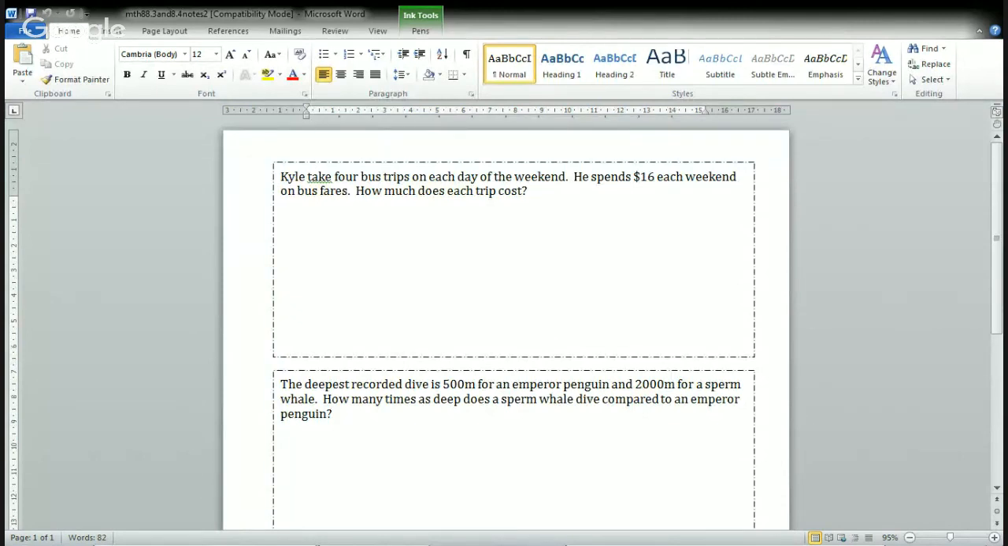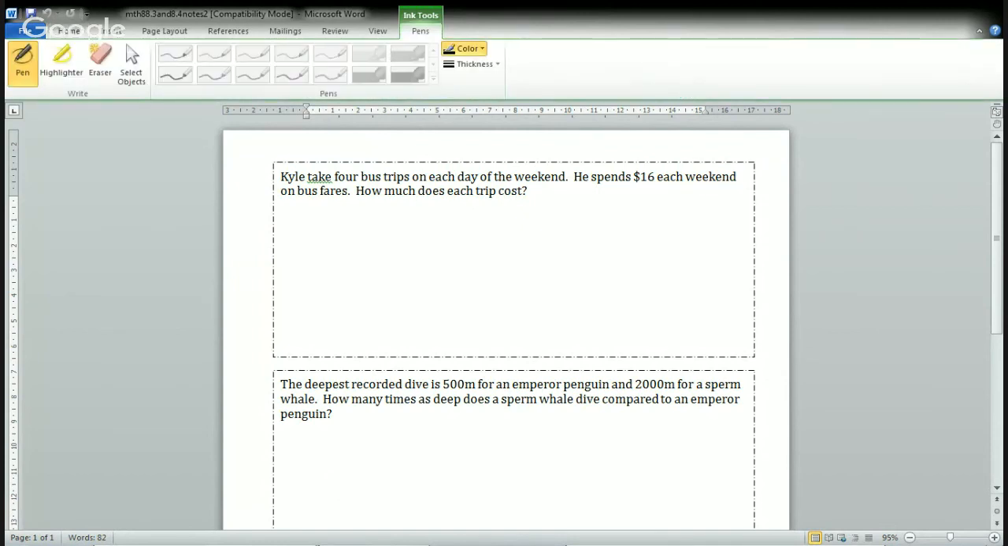Okay, welcome to the word problems. So I'll do the first one with you, and then I'll set you free for the last two, and that'll be it for our lesson. The first question says, once Kyle takes 4 bus trips on each day of the weekend, he spends $16 each weekend on bus fares. How much does the trip cost?